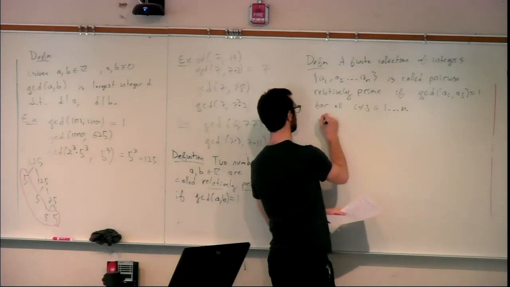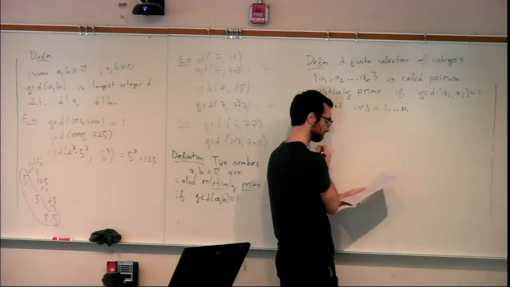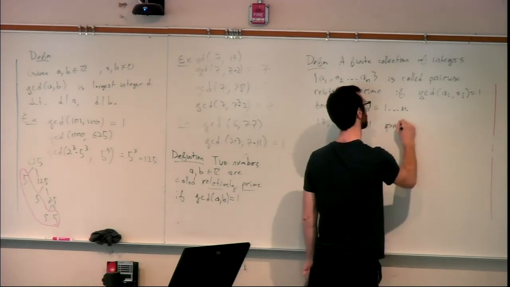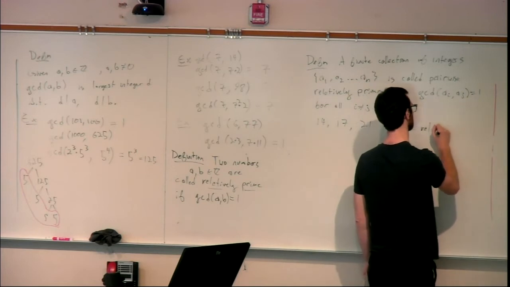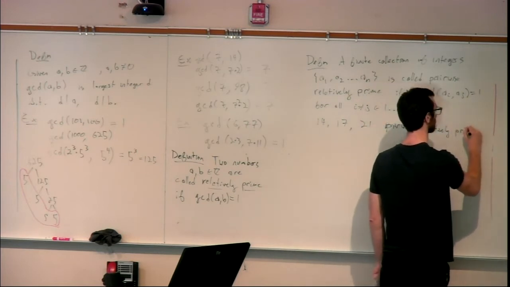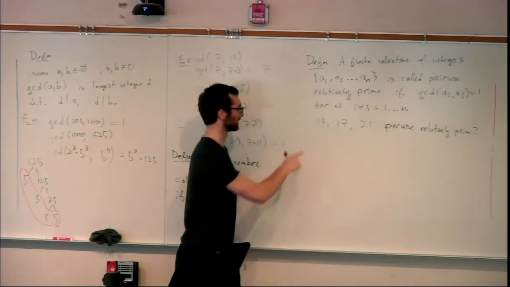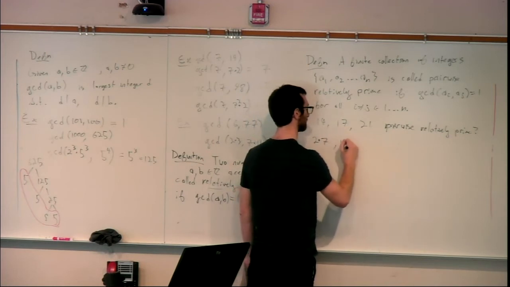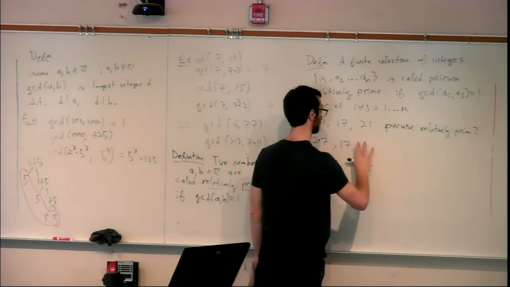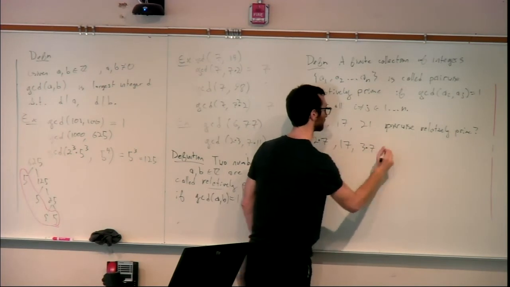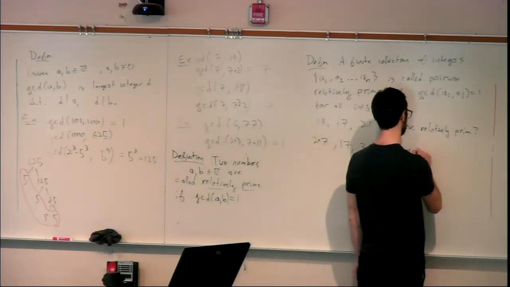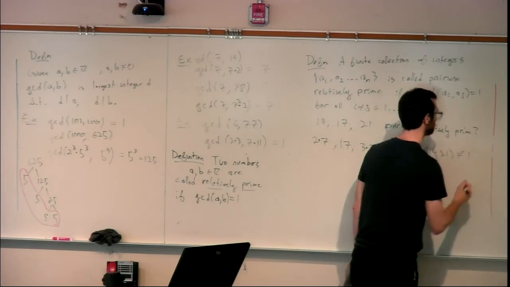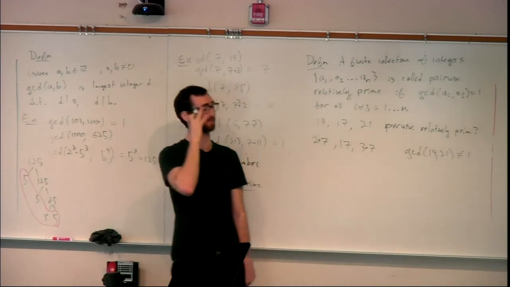Are 14, 17, and 21 pairwise relatively prime? Well, no, because if I look at their prime factorizations, I've got a 2 times 7, I've got a 17, and then I've got a 3 times 7. So the GCD of 14 and 21 is not equal to 1. So this collection is not pairwise relatively prime.